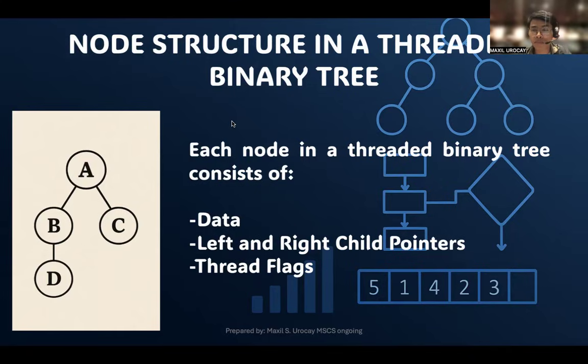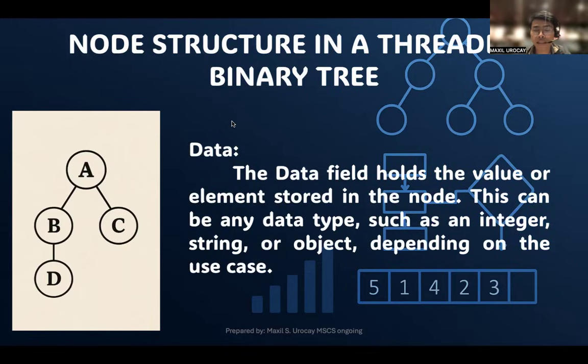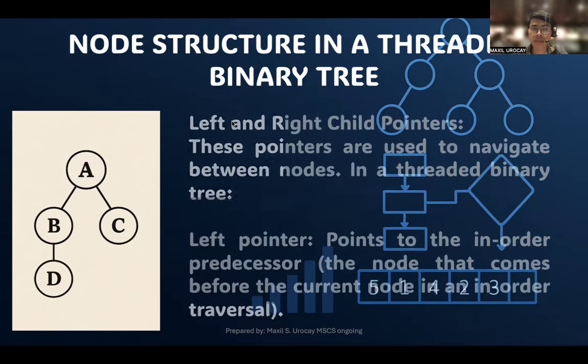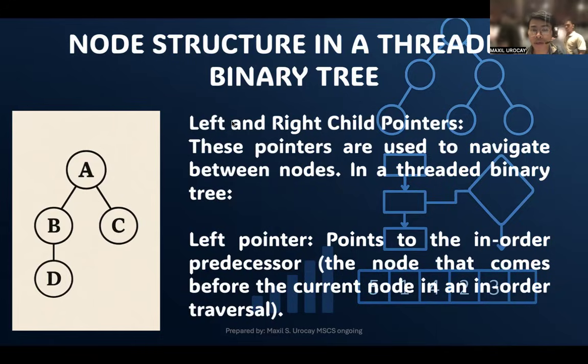So afterwards, when we say data, that is the data field, the value or element stored in the node. This can be any data type, such as integer, string, or object, depending on the use case. And for the left and right child pointers, these pointers are used to navigate between nodes. In a threaded binary tree, a left pointer points to the in order predecessor, the node that comes before the current node in an in order traversal. We'll begin to see that on how to work with this specifically.